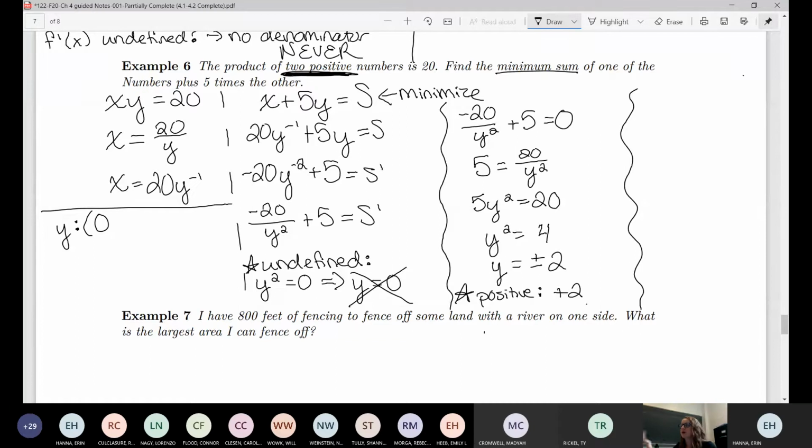And then what's the largest y could be? Well, we're just talking about positive numbers. We're not really given a stopping point. So I could make this as large as I want. So I could go all the way to infinity.